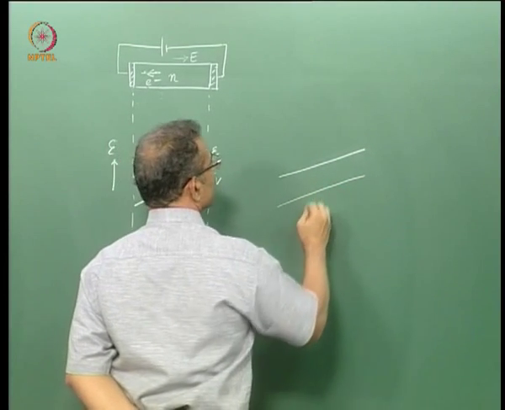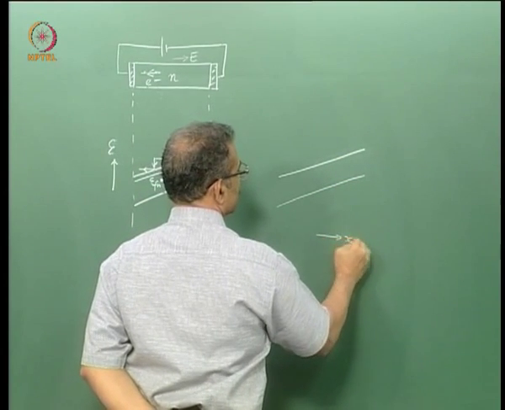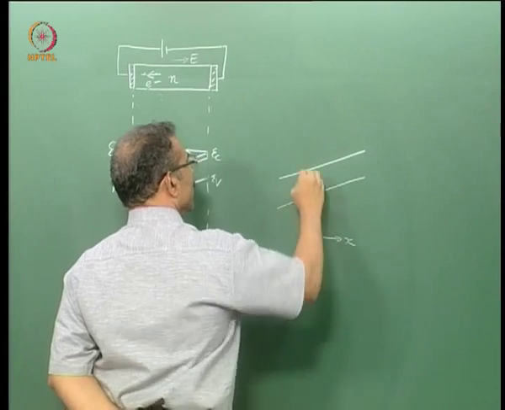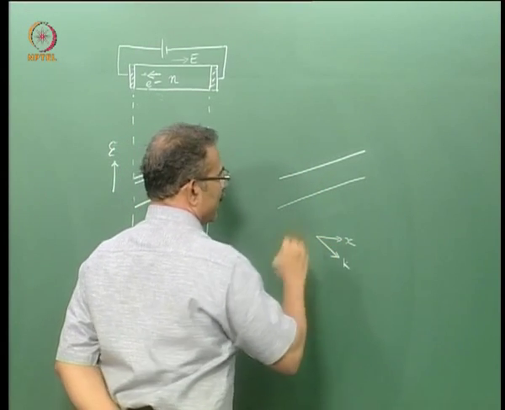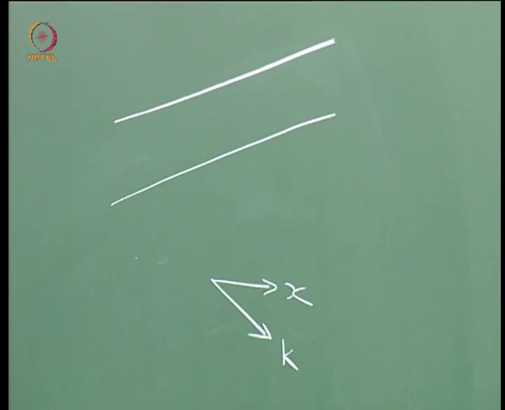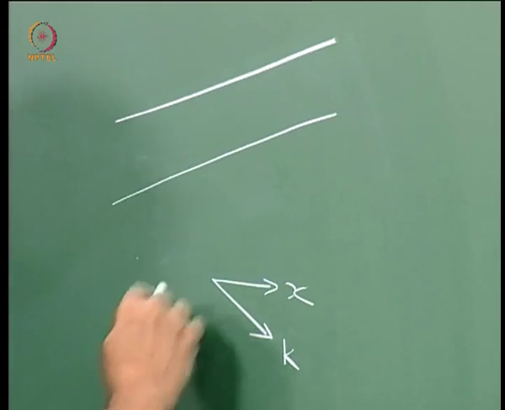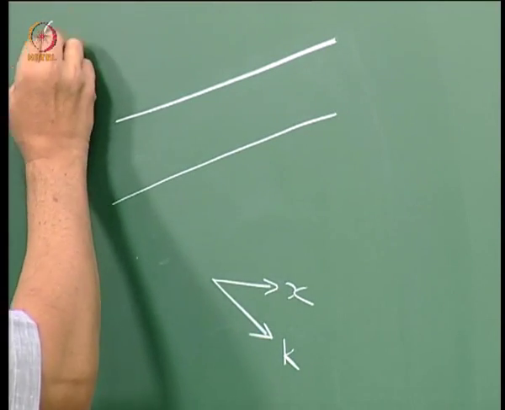So this is your Ex, so this direction is x. Now let us assume that I use this axis to show the k vector. Let us assume a simple EK relation, and this axis is anyway energy.